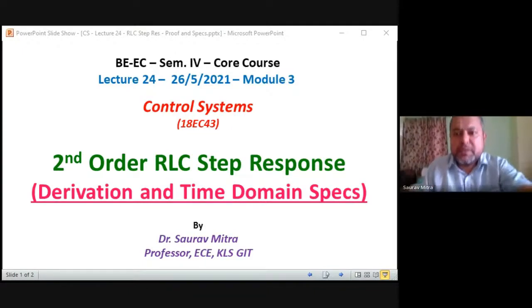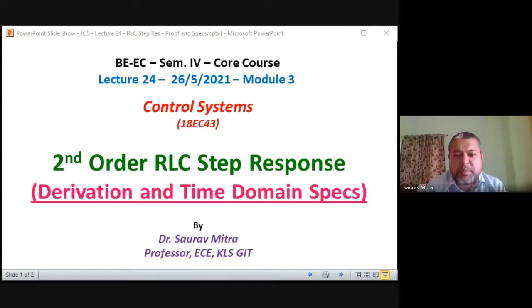Okay, good morning, students. Let us start with the most important topic for this module number 3, or for this whole syllabus. That is second order RLC step response. So we have seen so far the modeling of RLC circuit, and then we have seen how to find the transfer function. Then we have seen what are the different pole positions for different damping conditions. So there are four systems we have talked about.